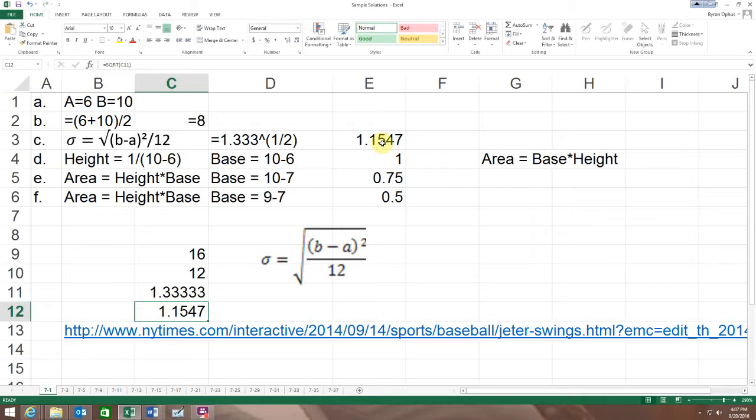Then it asks, show that the total area is 1. And what you do there is that you take the height is equal to 1 divided by b minus a, so it's 1 divided by 4, and the base is equal to your b minus a, or 10 minus 6, which is 4. So for the area, it's equal to the base times the height, or 1/4 times 4 is equal to 4/4, or 1.